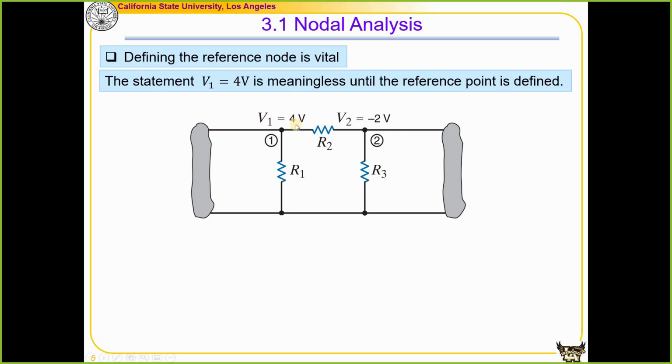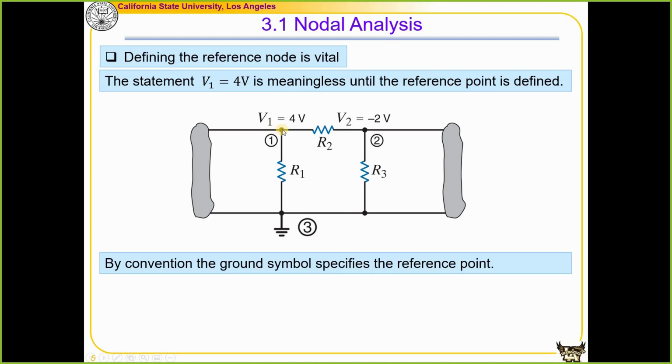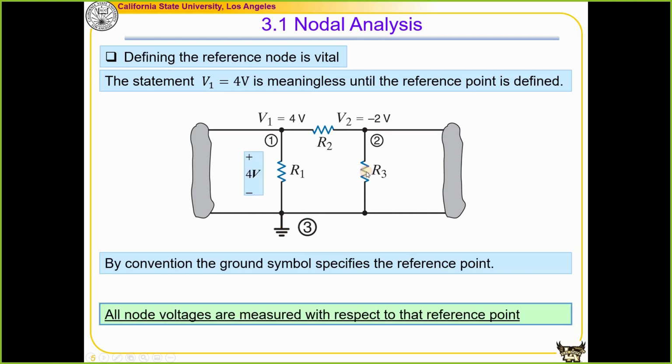For example, V1 equal to 4 volts means that this node compared to this node, or the voltage difference between this node and the reference node, is equal to 4 volts. Similarly for V2, given this node 3 as the reference node, we'll know the voltage on R3 is equal to 2 volts if we define the reference polarity like this. Given that, we can find the voltage difference between node 1 and 2, which is also the voltage drop on this R2 resistor. We can find that by using V1 minus V2, which is equal to 6 volts.